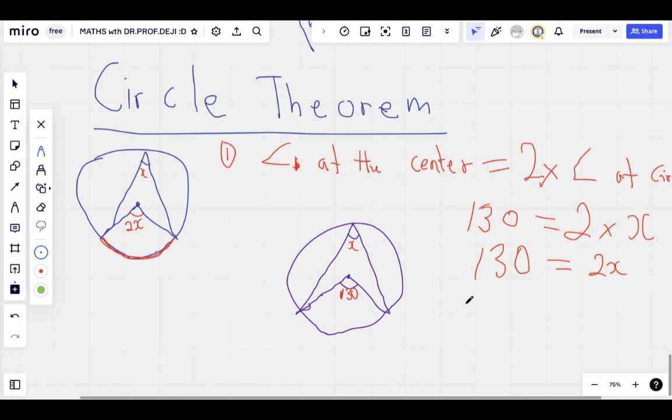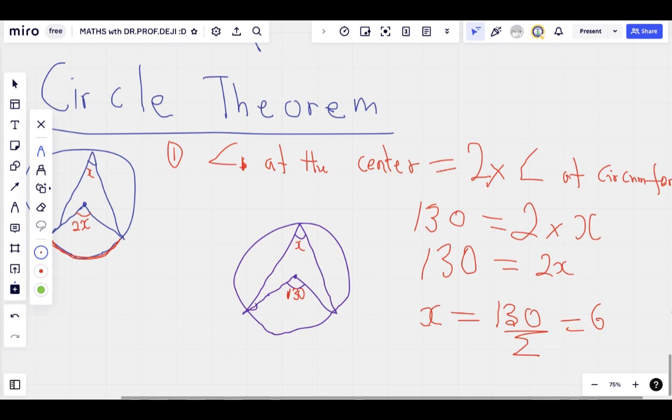So to find x, I'll divide both sides by 2. So divide here by 2, you get x. Then 130 divided by 2, you get 65 degrees. So this angle here, angle x, is 65 degrees.